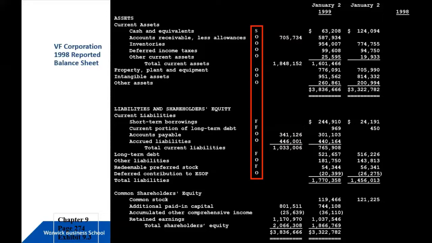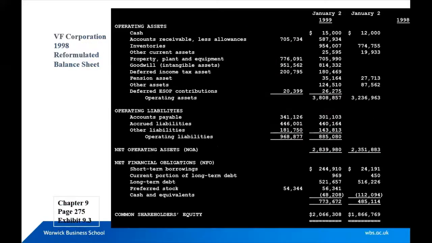And deferred contribution to employment stock option, then the other liabilities, accounts payable, these are operating. And now you see that if we separate the operating assets and operating liabilities, we will have this kind of reformulated balance sheet. Okay.